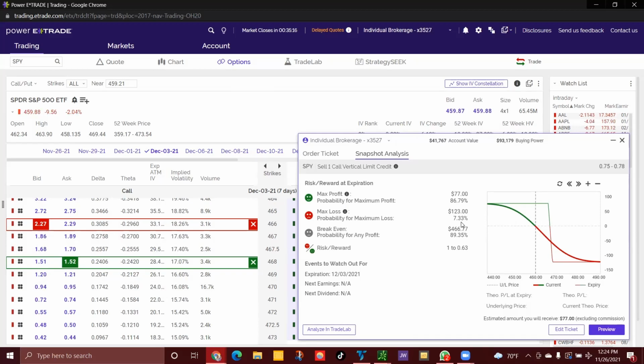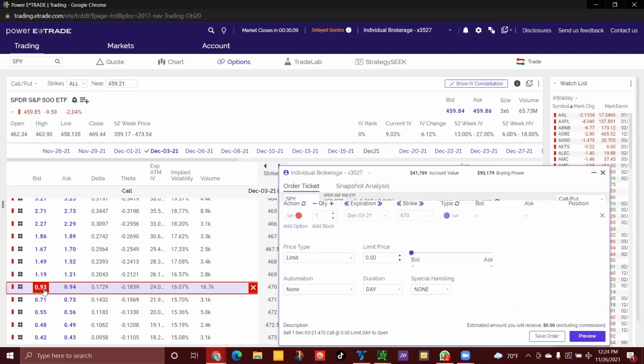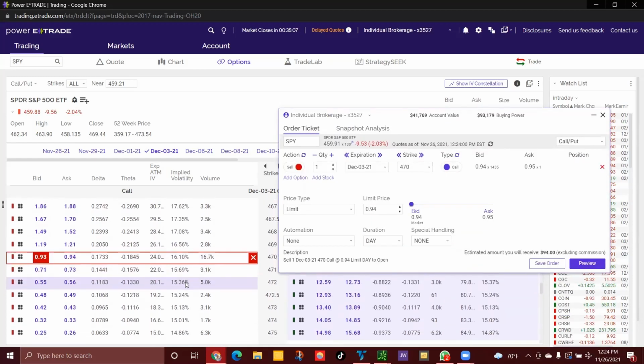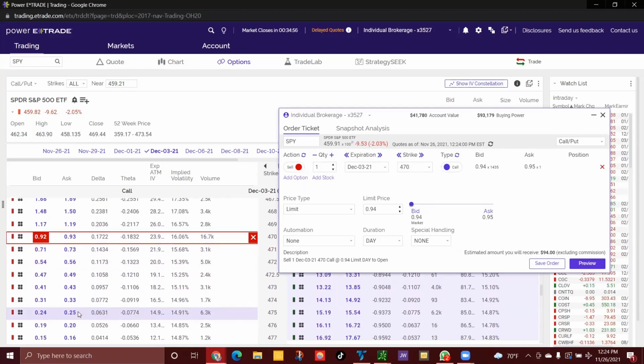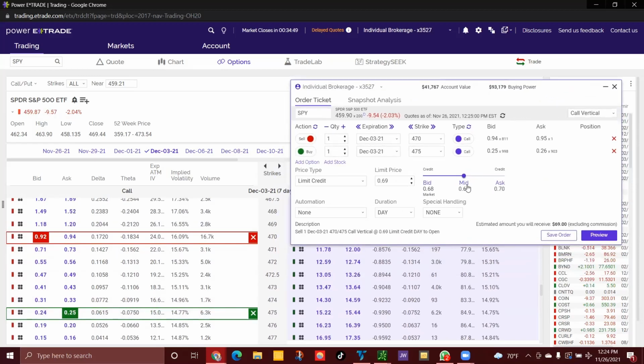Okay, so you're getting the math on it there. But let's just say you want to be ultra conservative. You want to go out here and be very, very conservative. You're extremely confident that it's going to stay below 470. Well, if you do that, you can, like I said, open up the spread and go out $5. So now you can still make $70 per contract, as long as SPY stays below 470 next week.